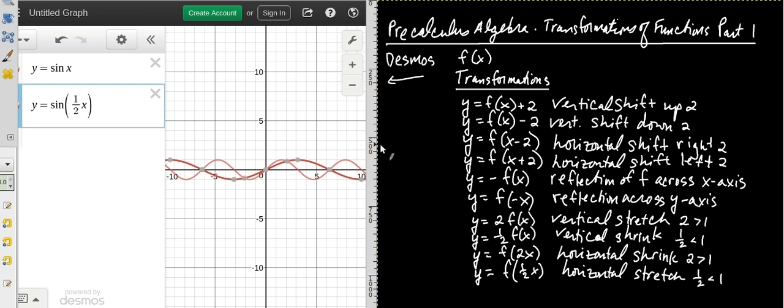So I recommend that you look up Desmos and play with it, and see if you can replicate these transformations knowing functions that you have seen before, like x squared. See if you can replicate all these transformations.